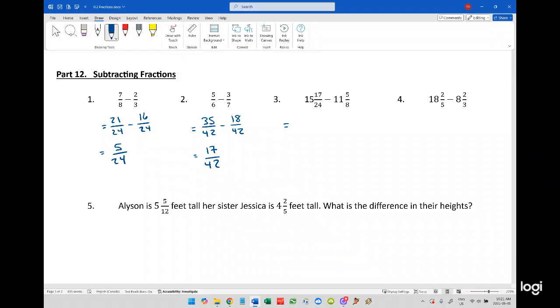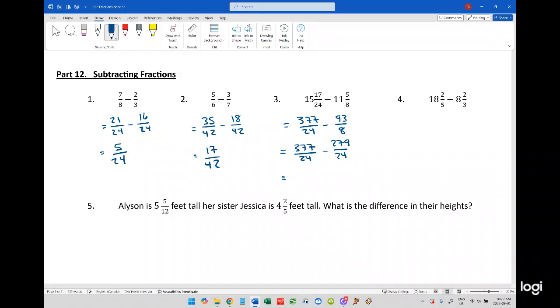So the first one's 15 times 24 plus 17 is 377 over 24. The next one is 11 times 8, and then add 5 to get 93 over 8. And now I notice the lowest common denominator is just 24. So the first one doesn't have to change at all. And the second one, to get 24 on the bottom, I've got to triple the bottom. So the top I'm going to triple as well and get 279.